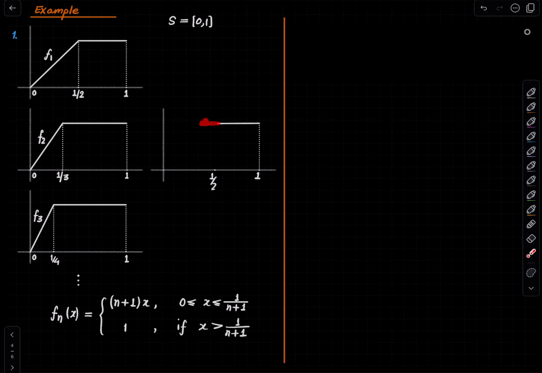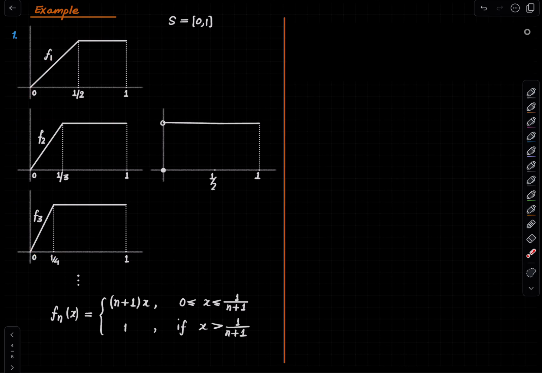And you can reason this out for any x in this entire closed interval except the point 0. At the point 0, all the functions furnish the value 0. So at the point 0, the limit exists, but the limit is 0. Everywhere else it is 1. So the limiting function looks something like this. At 0, the value is 0, but at all the points greater than 0, the limiting value is 1. So this sequence of functions is pointwise convergent.